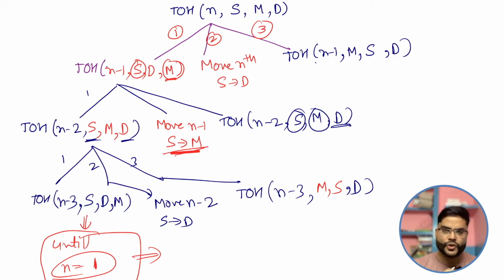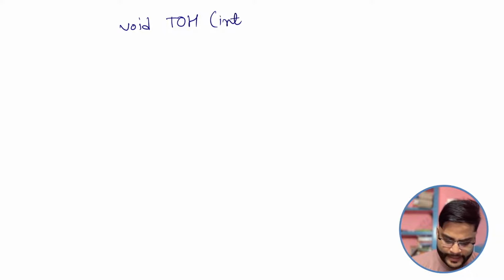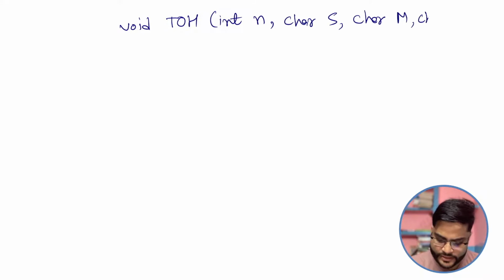Okay, so this is our recursive tree. Now let's write our pseudocode. So what will be our function? Let's say void TOH, and I will pass my number of disks, and I will pass my source, as character source, character middle, character destination. Okay, and I will perform 3 steps, right?